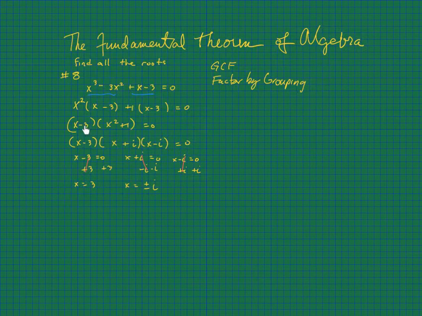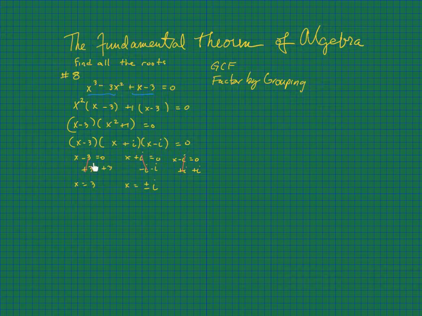So when I place these back in their parentheses and I regroup them, I have x minus 3 times x squared plus 1 equals 0. And of course, this is something that we did last week where we learned how to factor the sum of squares using our imaginary number. So using the formula for that, I end up with x minus 3 times x plus i times x minus i equals 0.